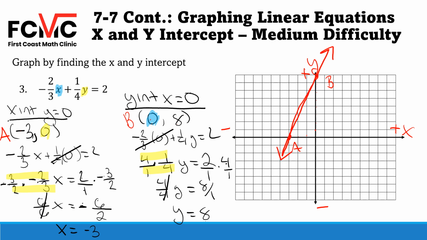And that's our graph for number 3, negative 2/3 x plus 1/4 y equals 2, by finding the x-intercept and y-intercept. All right. So this was lesson 7, graphing linear equations by finding the x and y-intercept, with a medium difficulty, from unit 7, graphing linear equations.